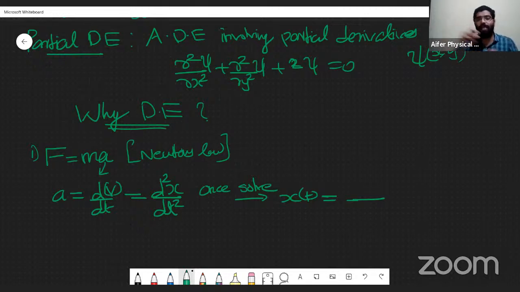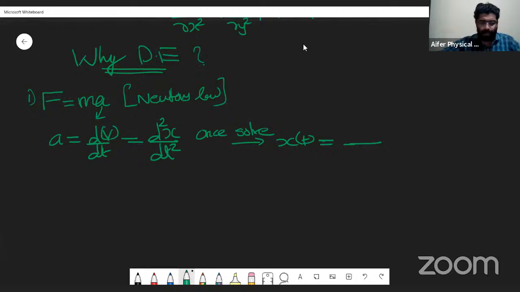If you give the time, we can predict the particle's position. That is the beauty of Newton's equation. Okay. Now we will look into more examples from physics.